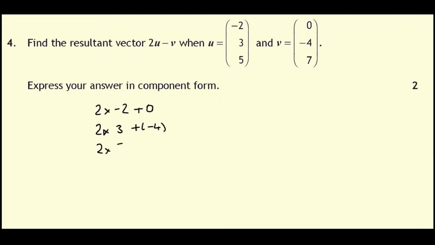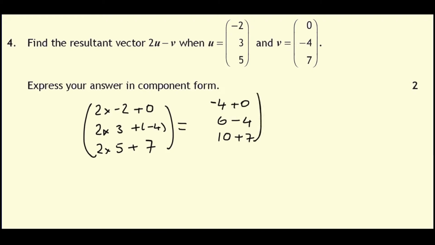Okay, so 2 times minus 2 would be minus 4. Add 0. 2 times 3 would be 6. Adding a negative is the same as taking away, so that'll be minus 4. And 2 times 5 is 10, and we're adding on 7. Okay, so just finish off. Negative 4 plus 0 is negative 4. 6 minus 4 is 2. And 10 plus 7 is 17. Okay, so that gives you a final answer of negative 4, 2, 17.